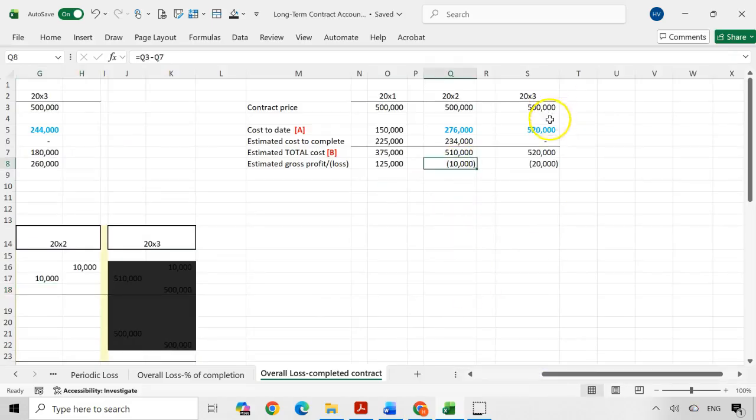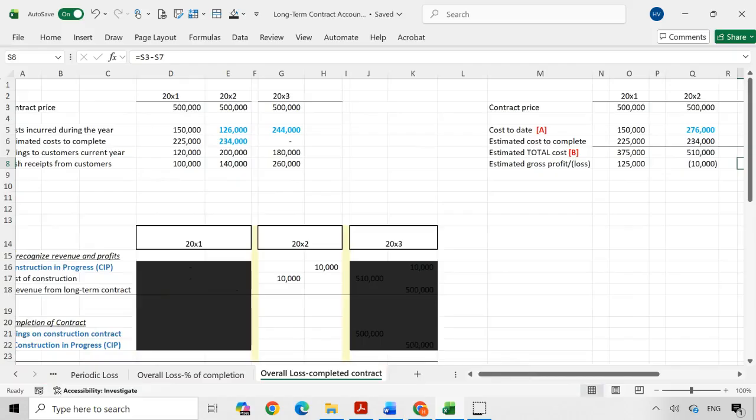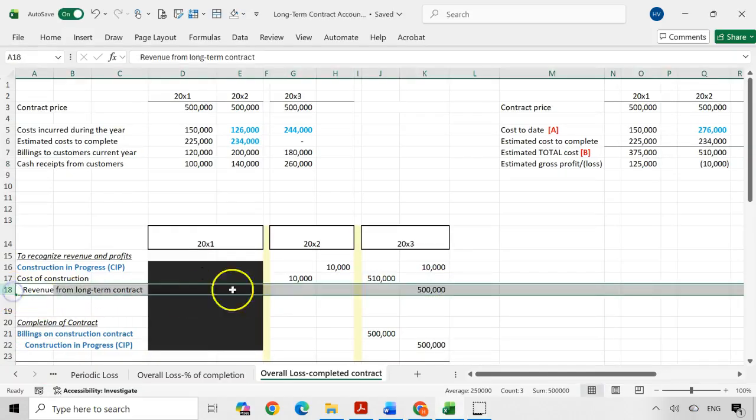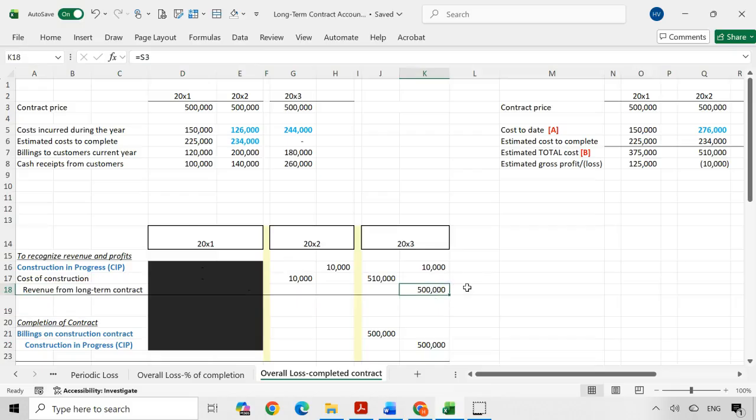Okay, now let's go to year 3, the end of the contract. Contract price is $500,000. Our total cost that we actually incurred was $520,000. And so now for the overall project, we have a $20,000 loss. So let's see how we're going to record that in year 3. Year 3 is when we actually recognize the revenue from the project. So we're going to credit revenue from long-term contract for $500,000.